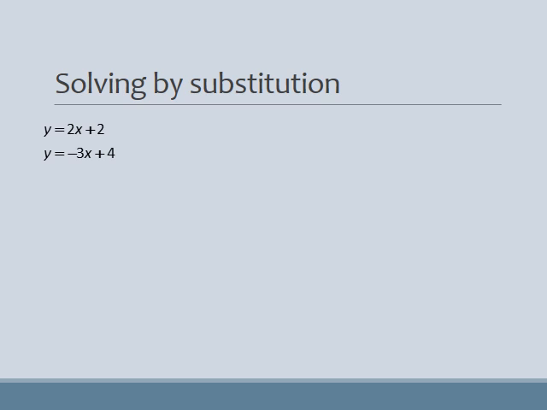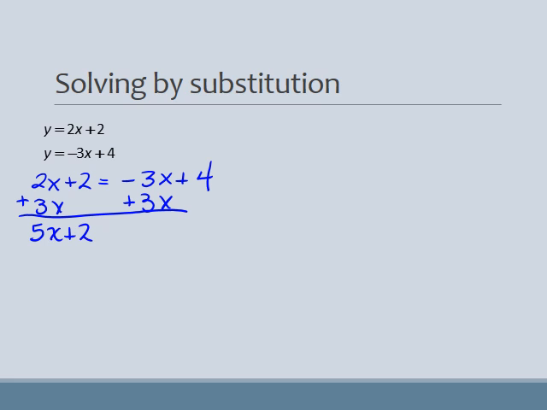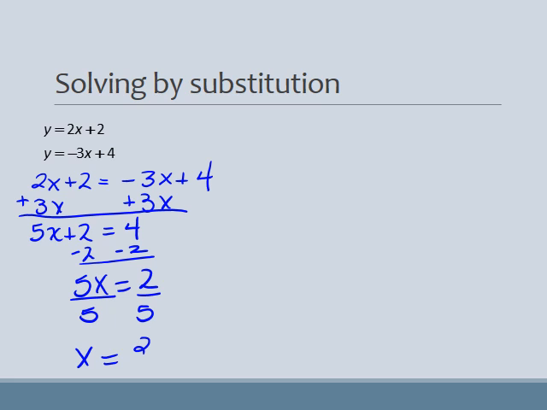In this case, both of my equations are already solved for y. So I can take my 2x plus 2 and sub it in for y into that second equation. Or sometimes I say that we set these two equal to each other. So 2x plus 2 equals negative 3x plus 4. And again, you know how to solve that. Let's just add 3x to both sides. And I'm going to get 5x plus 2 equals 4. I'm going to subtract 2, so I get 5x equals 2. I'm going to divide by 5, x equals 2/5. So we're going to leave it as 2/5.